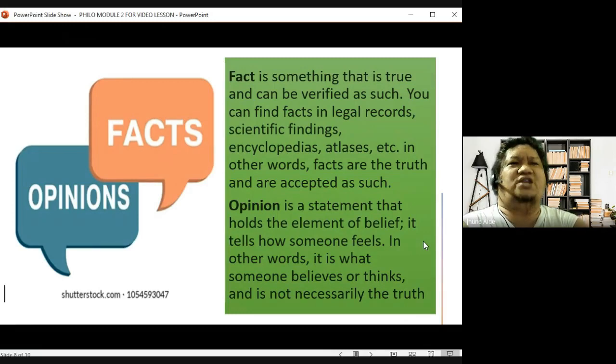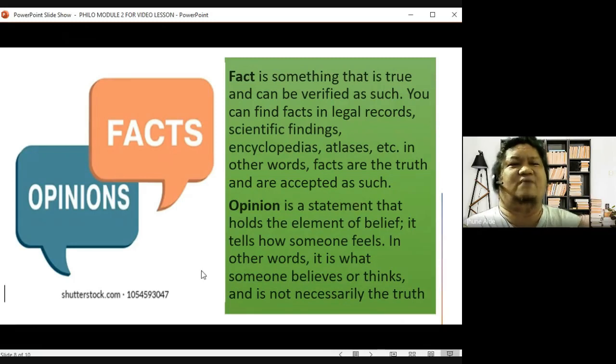When we say opinion, this is a statement that holds the element of belief. Take note of the word belief. It tells how someone feels. Okay, I actually have mentioned this earlier, based on feelings. In other words, it is what someone believes or thinks and is not necessarily the truth.